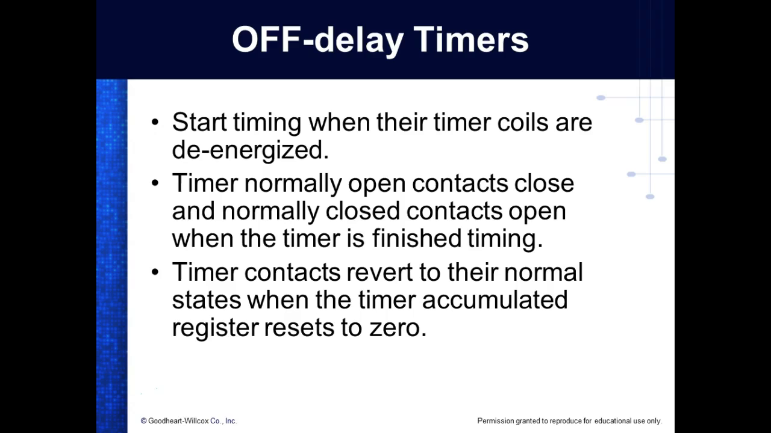When the rung becomes false is when you have the what? When you have the time delay. Everybody understand that? Contacts revert to their normal state when the timer accumulator register resets to 0.